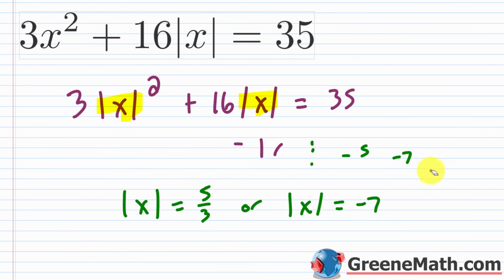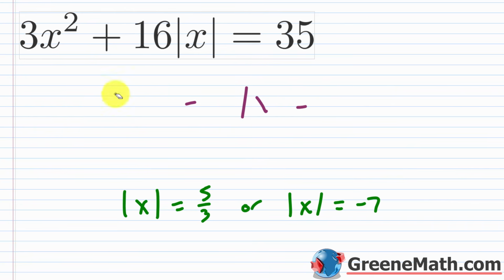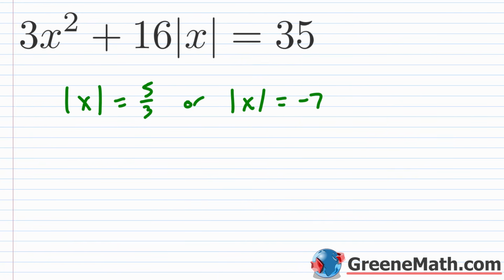Okay, you can actually get rid of this. We don't need it. And you can even get rid of this if you want. You don't need it. Okay, let's bring this up here. Now, this guy on the right has no solution, right? The absolute value of x can never be negative 7. So we'll just put no solution for this part.